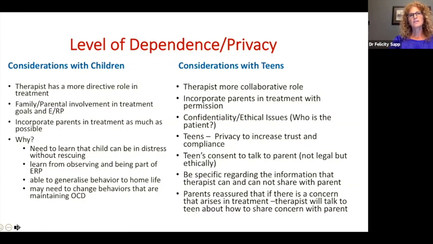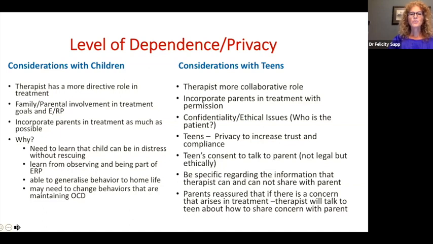We're going to incorporate parents in treatment, but with permission. So I'll often get them to sign a consent form to give me permission, even though legally I don't have to, but ethically, with that idea of who is the patient, it's helpful. And I will also be very specific with the teen about what information they're willing to let me share and what information they're not.